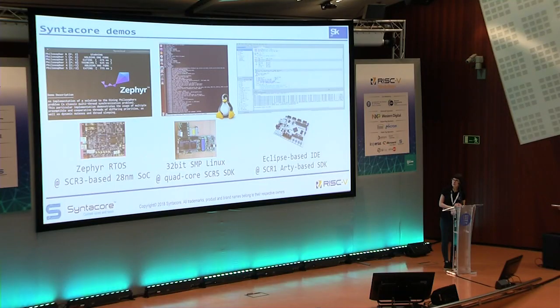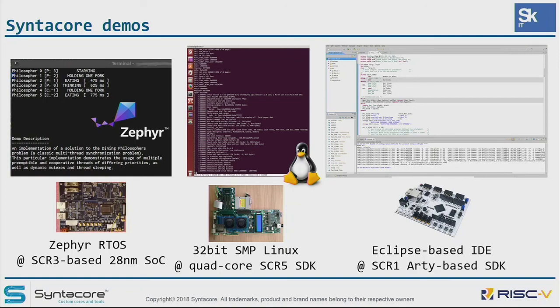Today we are going to show you our samples with our RISC-V cores. One of them is a system on a chip with a high-performance MCU called SCR3. Another two are FPGA-based SDK samples. One with our efficient APU called SCR5, and another with open source minimalistic MCU called SCR1. All of them with running software, Zephyr, Linux. Also we have Eclipse-based IDE.